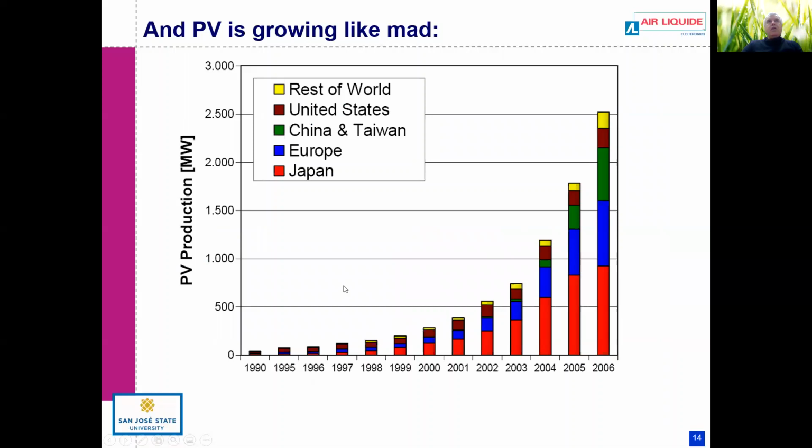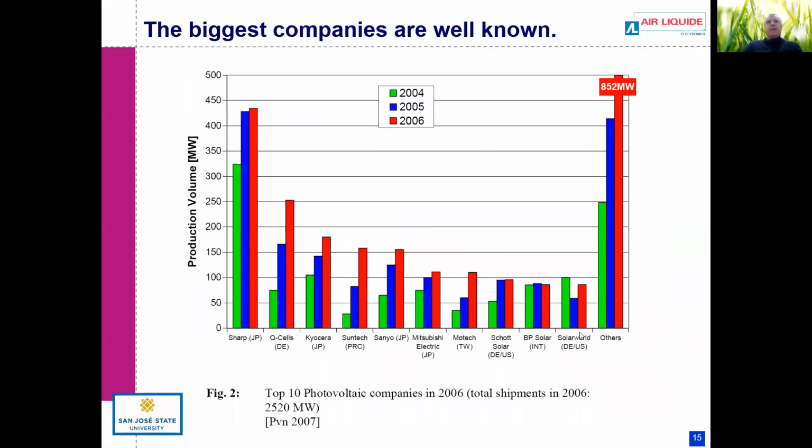And PV has been growing like crazy, and these are now literally in gigawatts. So this is only back to 2006. And then this is just different companies that make it: Sharp, Q-Cells, Kyocera, Suntech, Sanyo, Mitsubishi, Motech, Schott Solar, BP Solar, SolarWorld, and others.